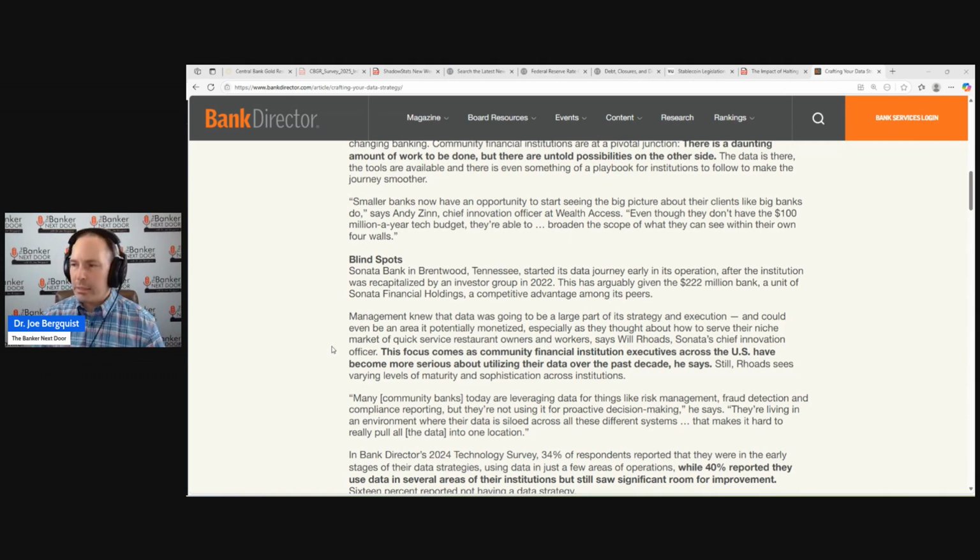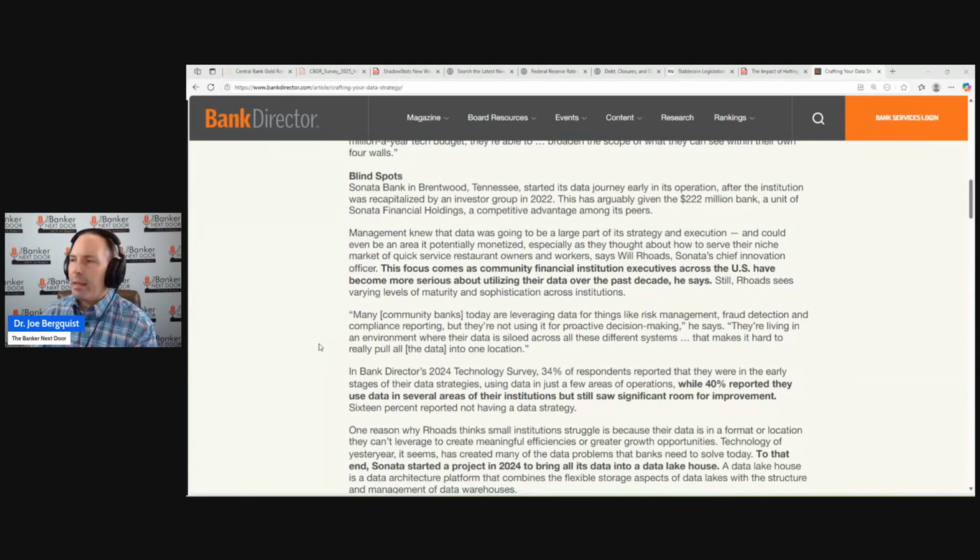So now we get into blind spots. Sonata Bank in Brentwood, Tennessee, started its data journey early in its operations after the institution was recapitalized by an investor group in 2022. This has arguably given the $222 million bank, a unit of Sonata Financial Holdings, a competitive advantage among its peers. Management knew that data was going to be a large part of its strategy and execution, and could even be an area it potentially monetizes, especially as they thought about how to serve their niche market of quick service restaurant owners and workers, says Will Rhodes, Sonata's Chief Innovation Officer.